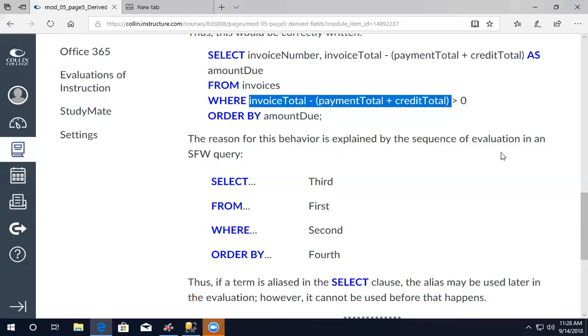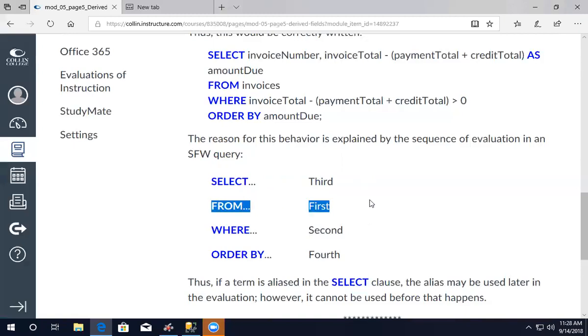The reason for this behavior is explained in the sequence of evaluation. The first thing that gets evaluated is the from. What tables do we use? The second thing that gets evaluated is the where line. Notice that the select line, where it got its alias, has not been evaluated yet. You can alias a table name, by the way, also. In that case, it's aliased first. It can be used anywhere in the query. Now, finally, the alias comes into existence on the third pass through it.